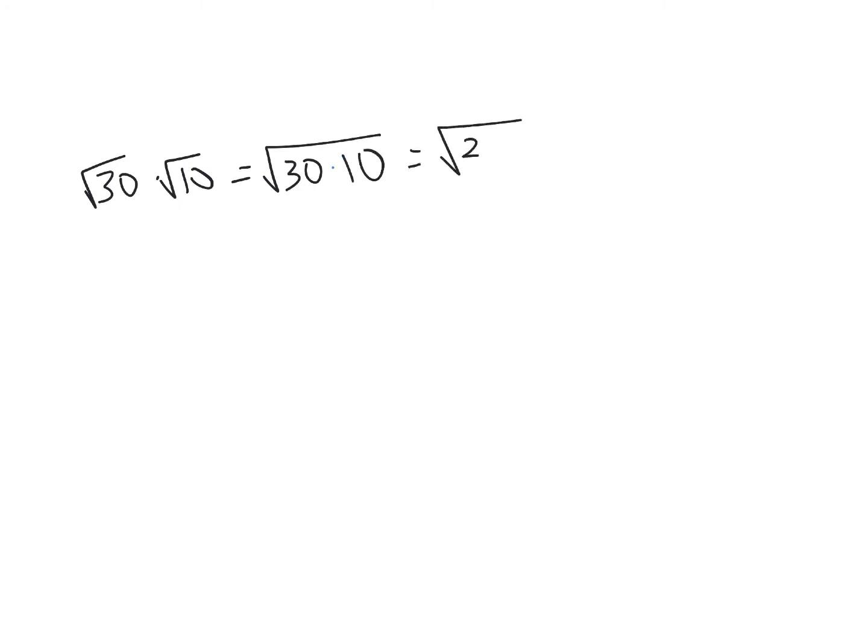Okay, let's try another one. What if we have root 30 times root 10? Well, a root times a root, we can keep the same root and multiply the numbers underneath. So we're going to do 30 times 10. Well, what is 30 times 10? 30 times 10 is 300. Well, what is a perfect square that I can multiply to get 300? That would be 100 times 3. The square root of 100 is 10 on the outside. So that can get booted outside and 3 stays on the inside.